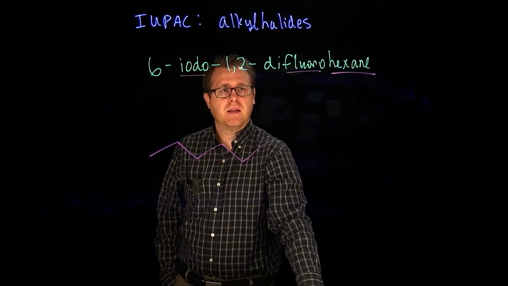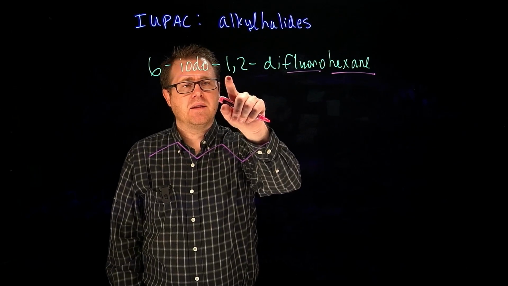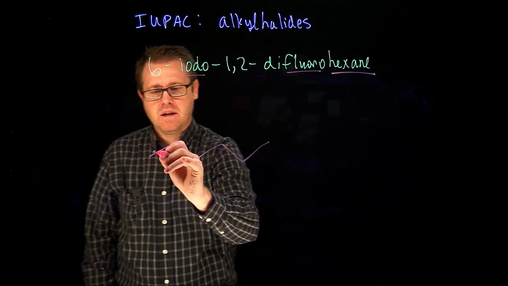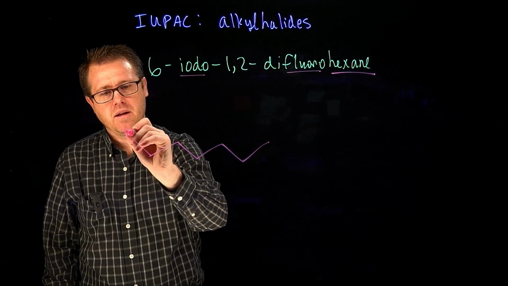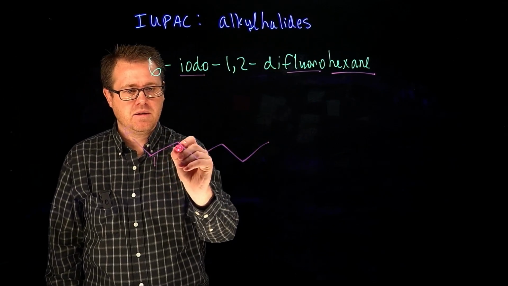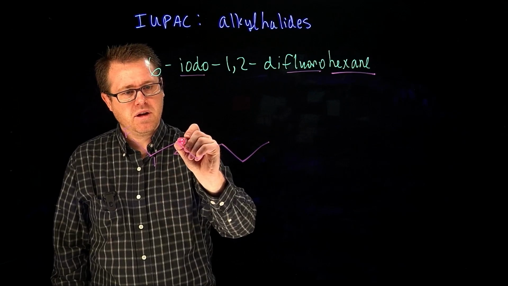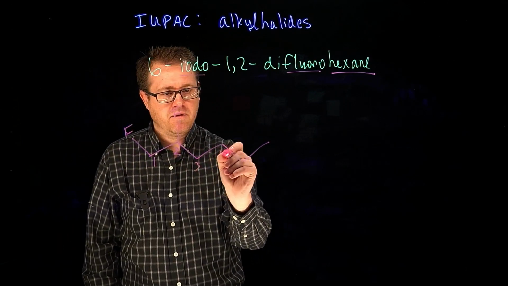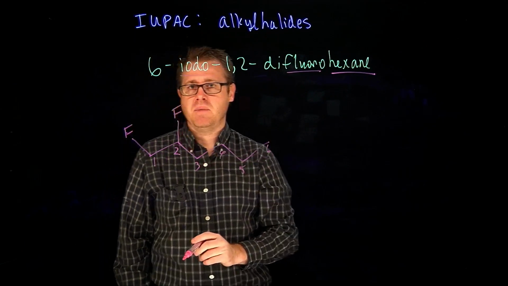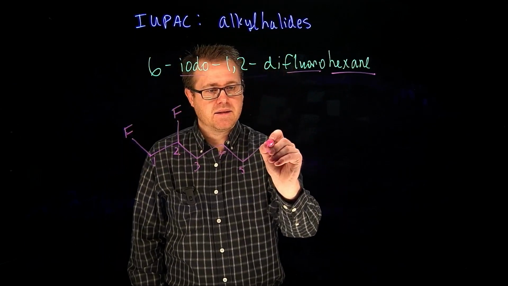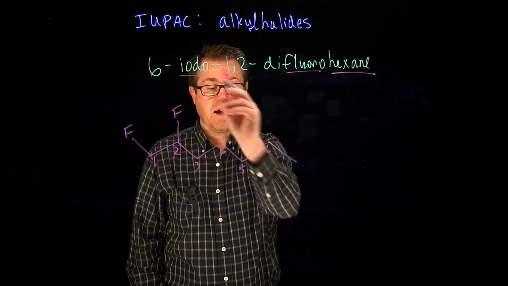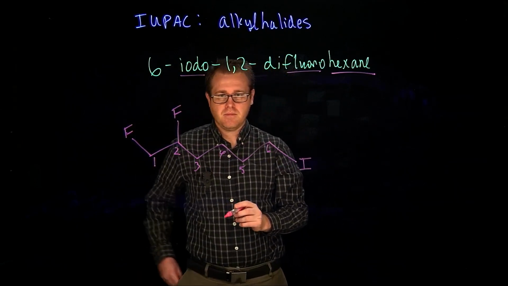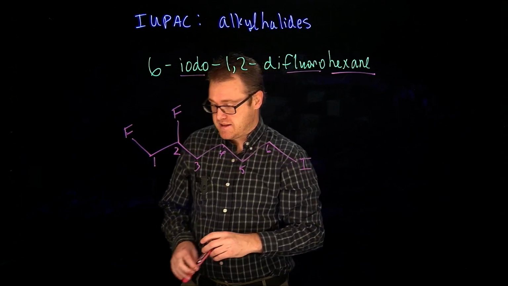Okay. It says I have 2 fluoros at position 1 and 2. So if I put a fluorine there and call that position 1, and at position 2 put another fluorine, that would have to make 3, 4, 5, 6. That would have to mean that is the 6. So that means my iodo goes there. Now, does that make sense?